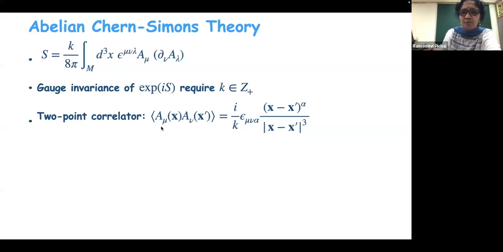So this mu and nu can be either 0, 1, 2, because we are going to always confine to a 3 manifold M. What will happen is that the mu and nu indices are kept track of, and then alpha is summed up. But this should be totally antisymmetric. So if mu and nu are 1 and 2, alpha has to be only 3.